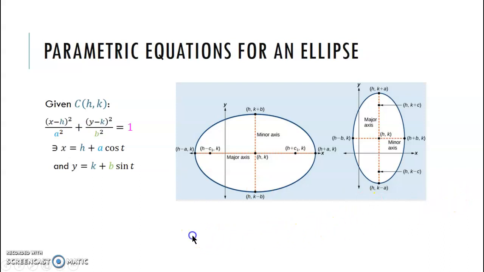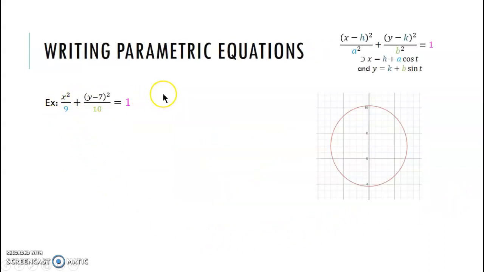Okay, so let's take a look here. Let's do an example real quick. All right, so we're given our rectangular elliptical equation, x squared over 9 plus y minus 7 squared over 10 is equal to 1. The first thing we want to do is we're going to need h, k, a, and b.